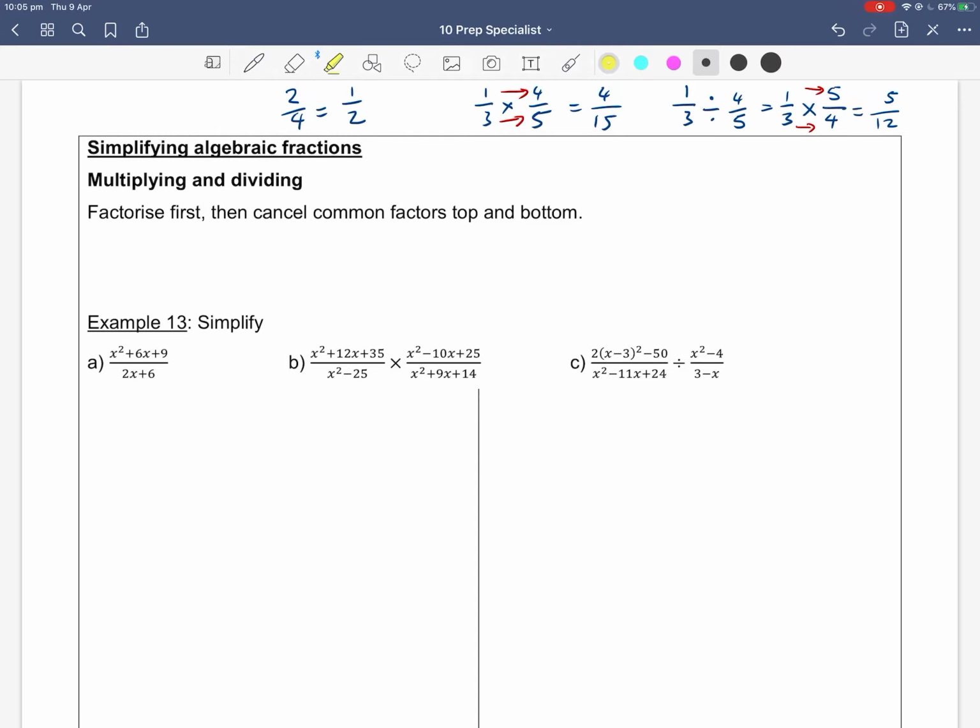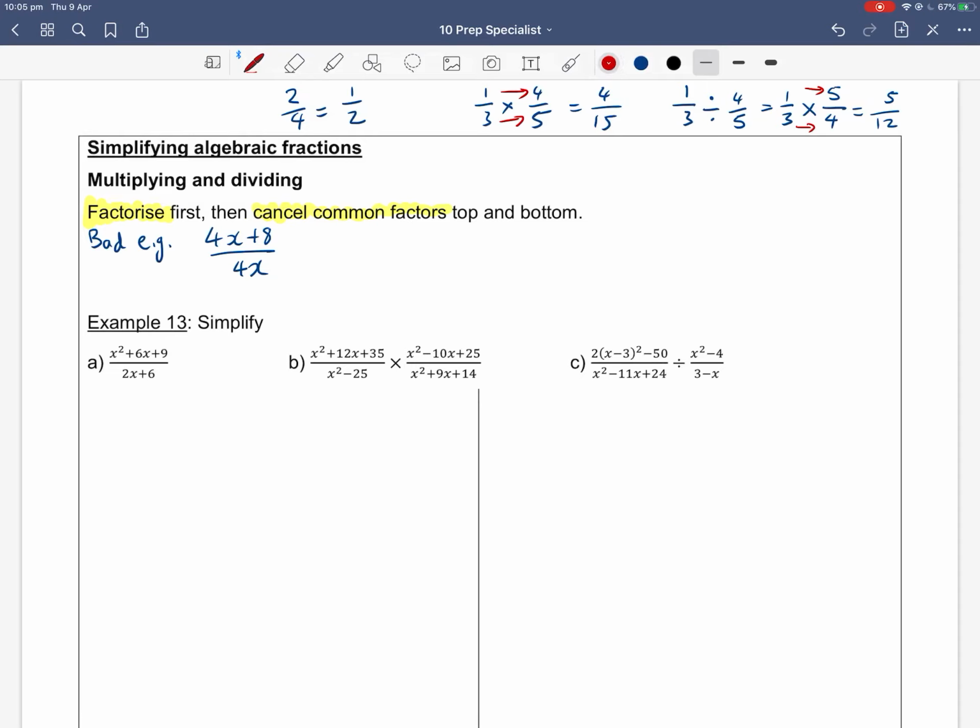So the key point is make sure you always factorize your algebra fractions first, then you can cancel any common factors in the top and bottom. So a bad example is, suppose you wanted to simplify the algebraic fraction 4x plus 8 all over 4x. So it's an algebraic fraction because it's not just numbers, it involves variables as well, so your x's, etc.